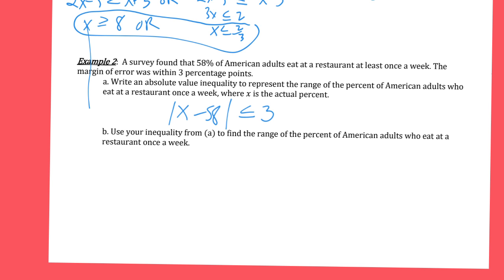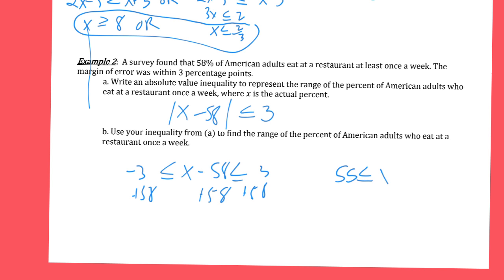Okay, so if you solve this inequality, hey, it's less than, you could write it's trapped between 3 and -3, being the distance from there. If you add 58 to all three sides, you're going to get the percent of Americans who eat at restaurants once a week is going to be between 55 and 61%.